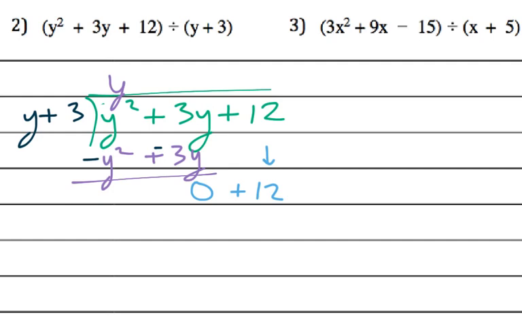In the last one, nothing really disappeared in this term, so we were still able to try to fit in a 3 to the 3y, but in this problem, we're already done. So we jump to the result, which is going to be y, that's that y right there, plus our remainder of 12 over y plus 3.